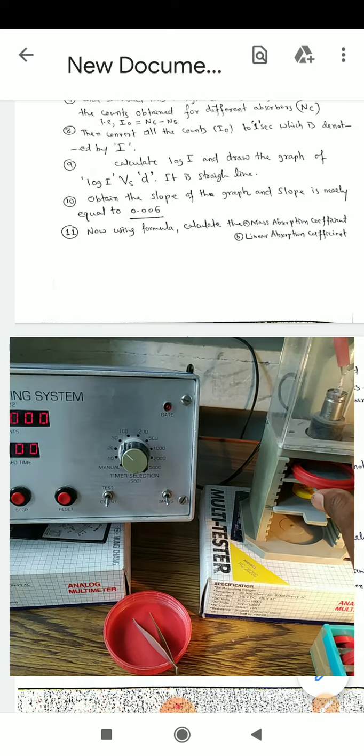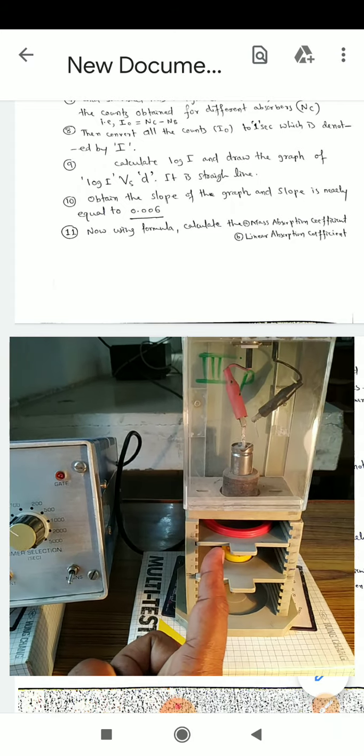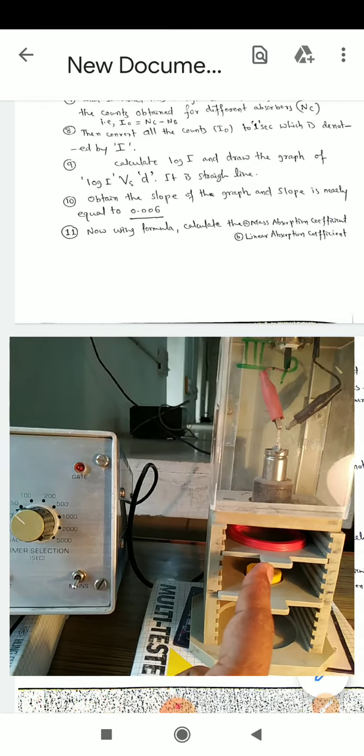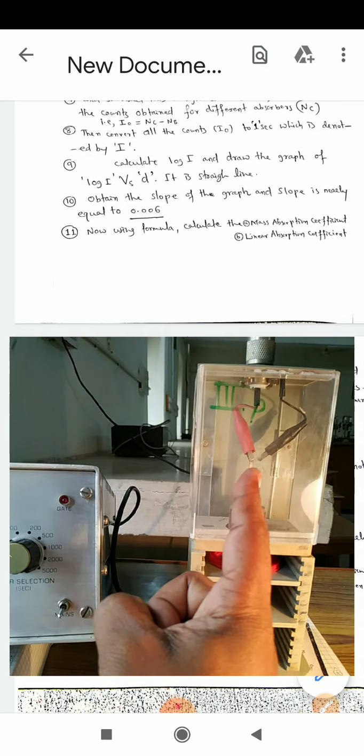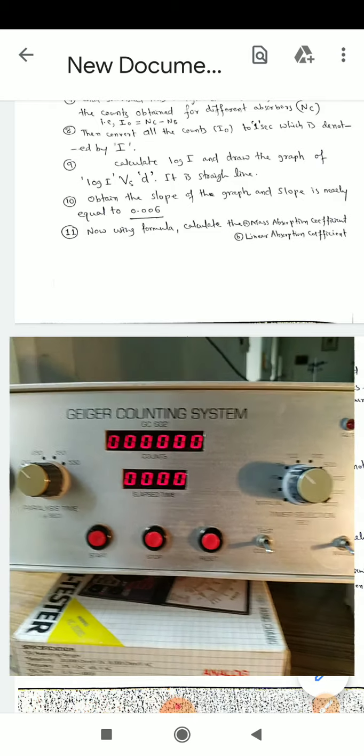You have to keep this absorber in the absorber tray. So this is the source holder, this is the absorber tray, and this is the GM tube. Now I will start the experiment.